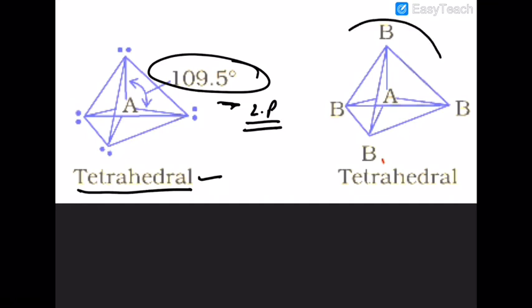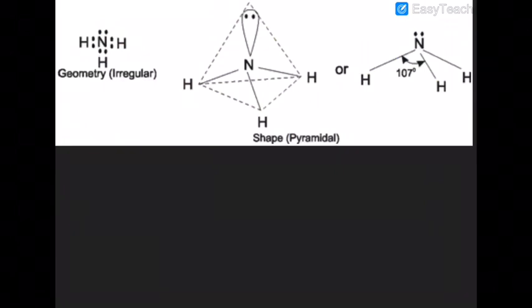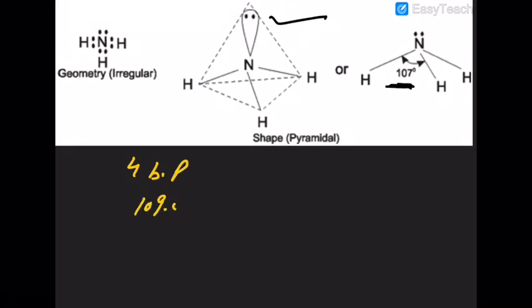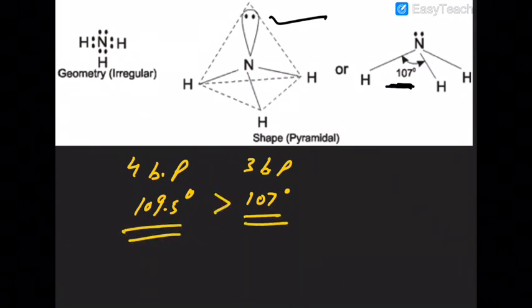This is a perfect tetrahedral geometry where all bond pairs are present. Now look at that. With the presence of one lone pair, the bond angle decreased to 107. If there are four bond pairs, the angle is 109.5 degrees. If there are three bond pairs, the angle is 107. So there is a decrease in the bond angle due to lone pair-bond pair repulsion.